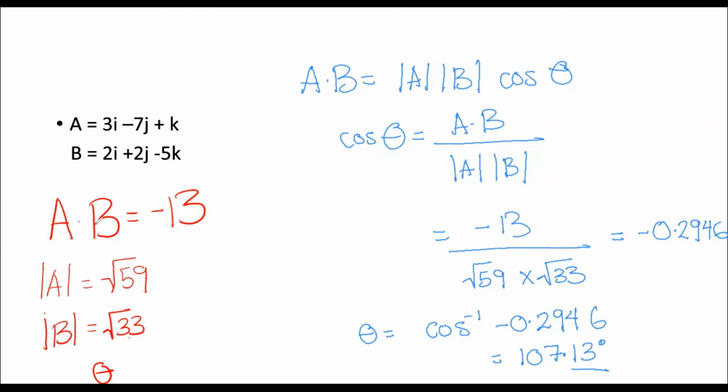So a dot b is minus 13. The magnitude of a is root 59. The magnitude of b is root 33. And the angle between a and b is 107.13 degrees.